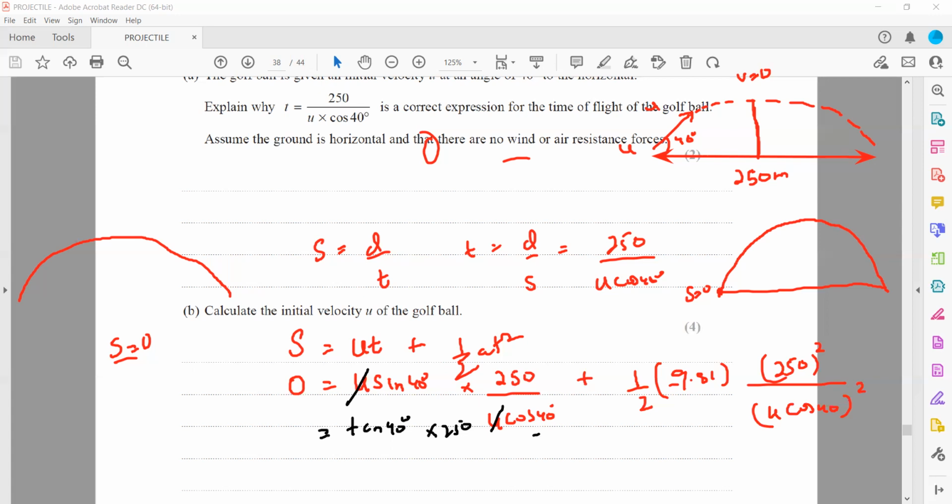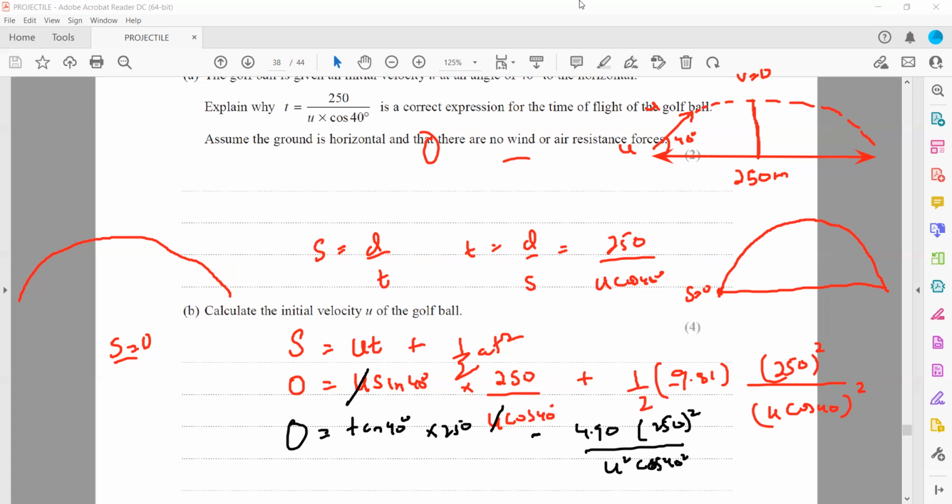Yeah, it's minus 4.905, so 4.90. And this 250 square, 250 square, divided by u square cos 40 square, or cos square 40. And this whole factor is 0. So we'll move this to the other side.